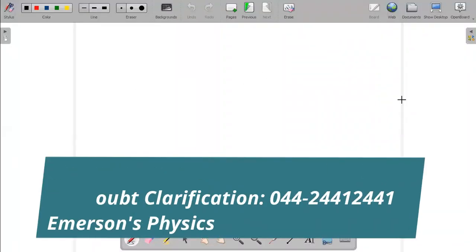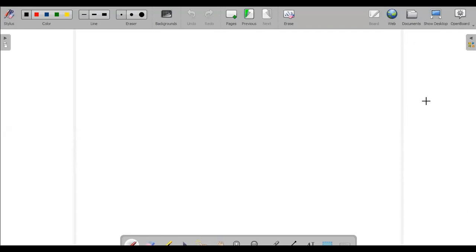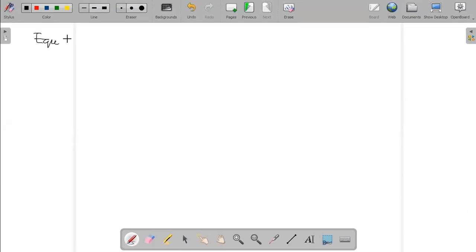இப்போ நம்ம பார்க்க போற question, what is an equipotential surface? So equipotential surface பார்க்க போறோம், and its properties. Properties of equipotential surface. ரொம்ப ஈஸியான question.